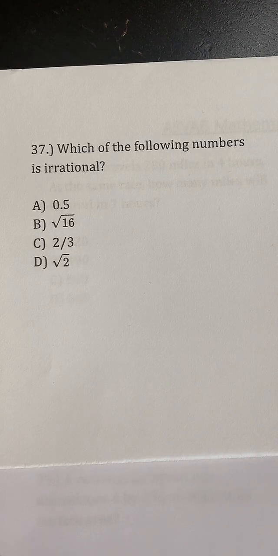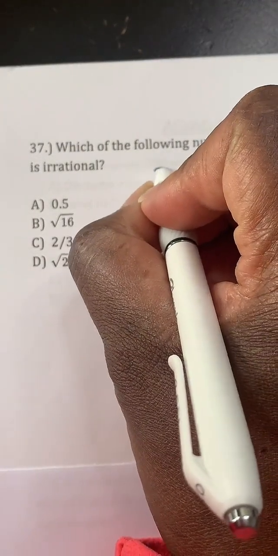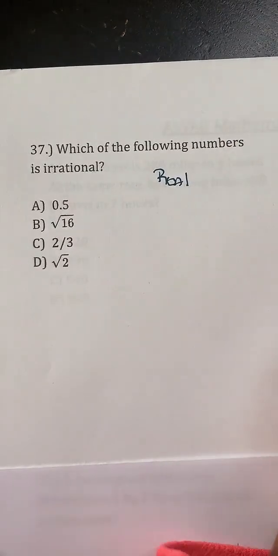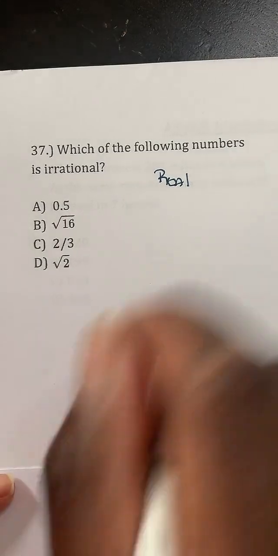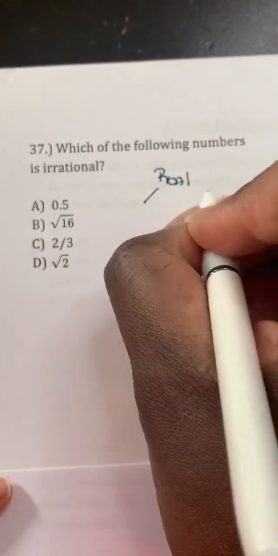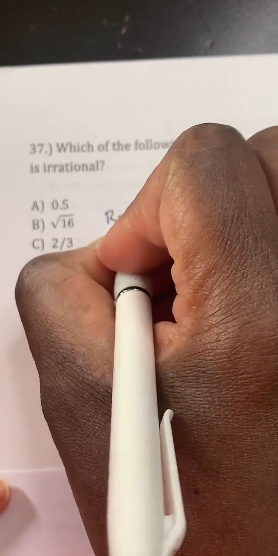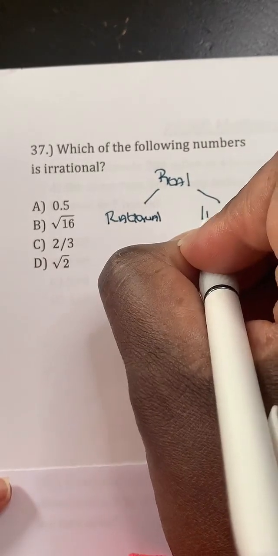All right, so let's take a look. When we look at the different types of numbers, we have our real numbers and we have our complex numbers. Our real numbers are separated into two areas. One is your rational, and the other is your irrational.